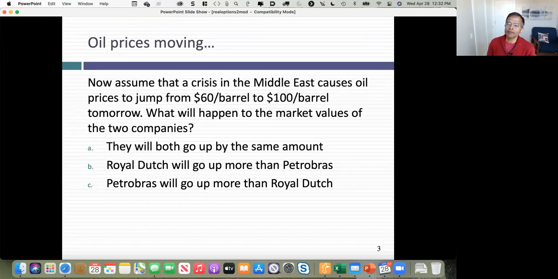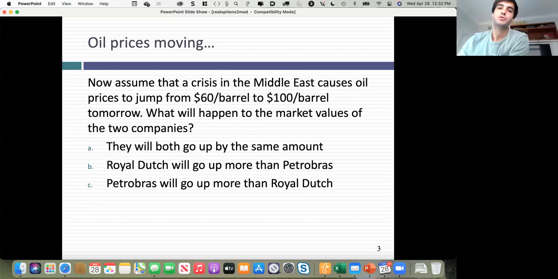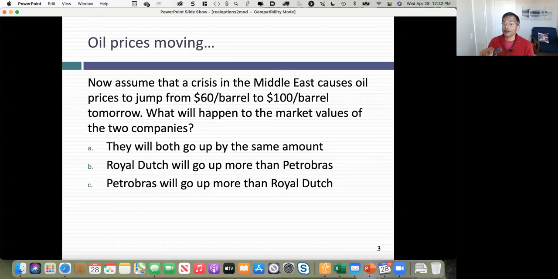Rodrigo, you want to try? Which of the two companies? I think Petrobras goes up more because more of the options get in the money. But remember, right now I just changed the level of the oil. So both companies benefit from having higher oil prices. It's true Petrobras gets a higher oil price in the options, but Royal Dutch is getting more oil out of the ground right now, so you can sell at the $100 oil price. So it's tough to tell. They'll both go up. Maybe Royal Dutch might go up slightly more than Petrobras because they have more oil right now that they can sell.